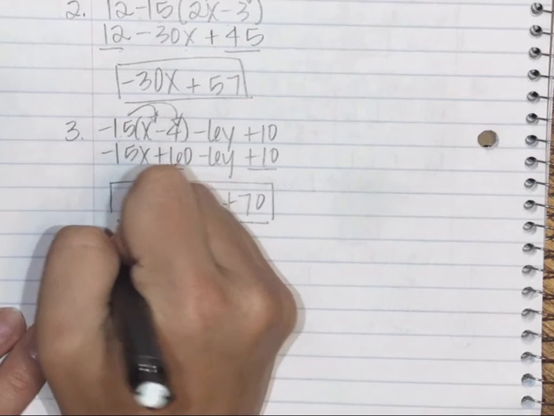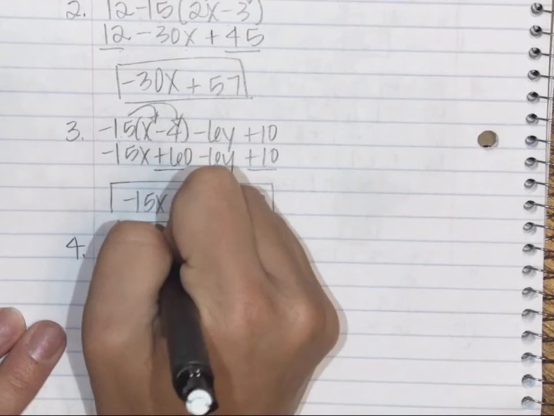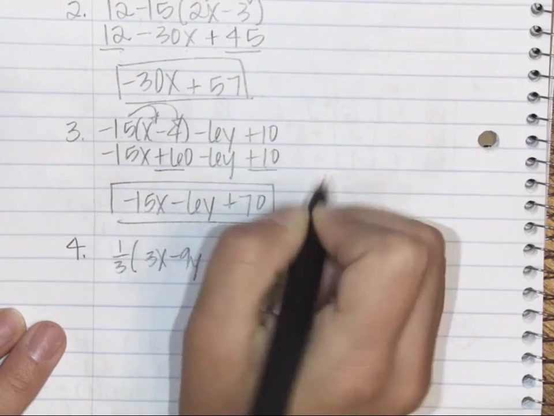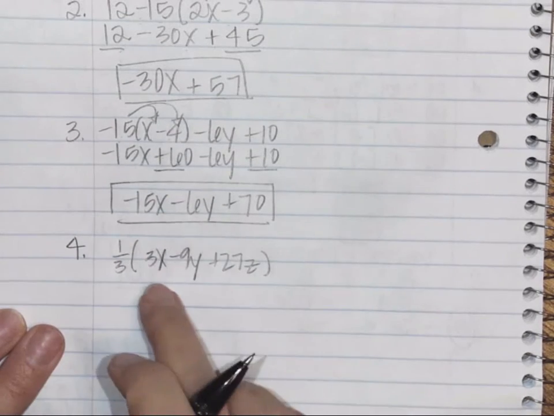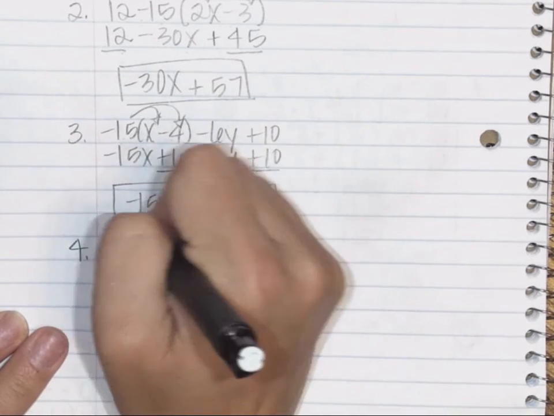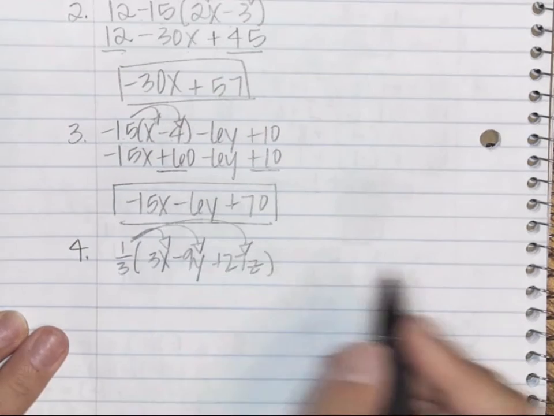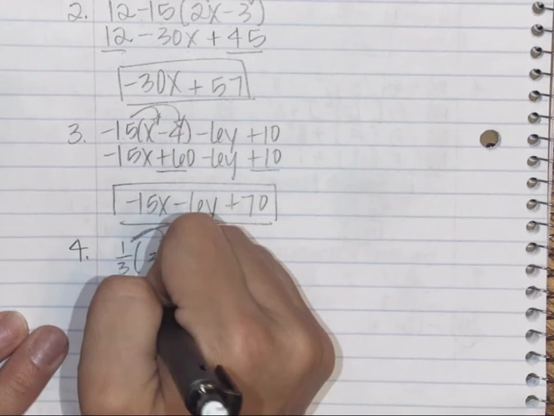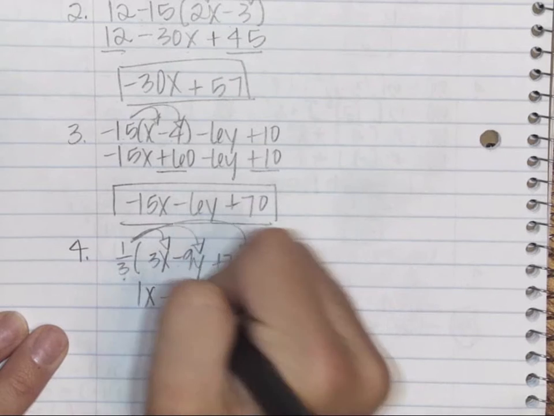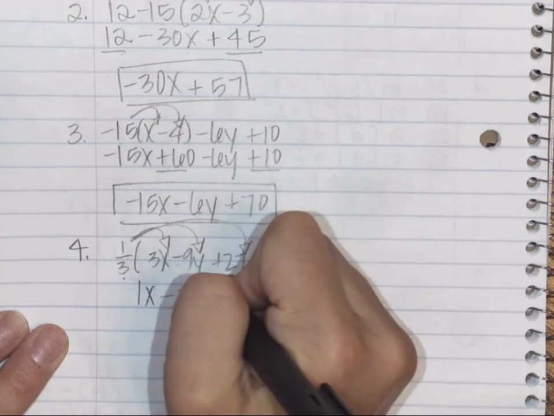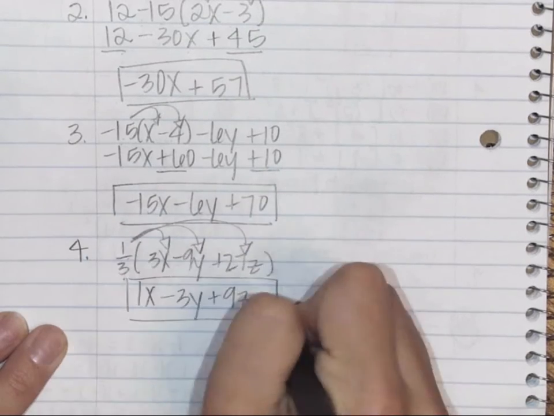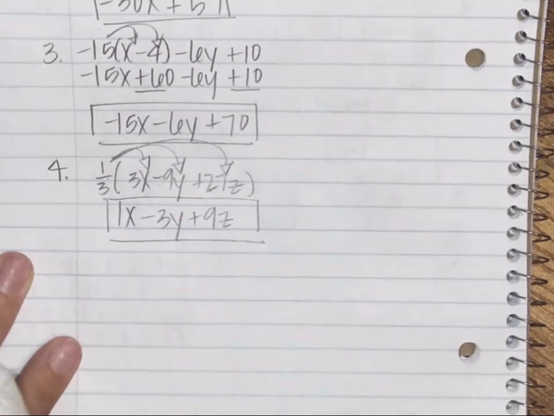Number 4, we have 1/3 times 3x minus 9y plus 27z. So on this one, we can't combine anything in there, so that will force us to distribute the 1/3. 1/3 times 3x is 1x. 1/3 times a negative 9y is going to be a negative 3y. And 1/3 times 27z is going to be 9z. Luckily, those are already in alphabetical order, and there's your final answer for number 4.